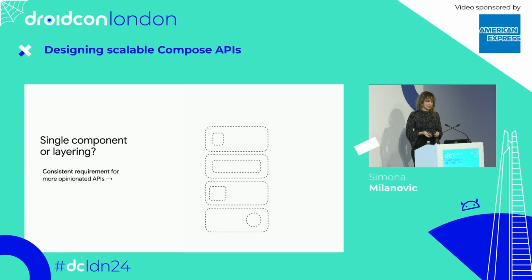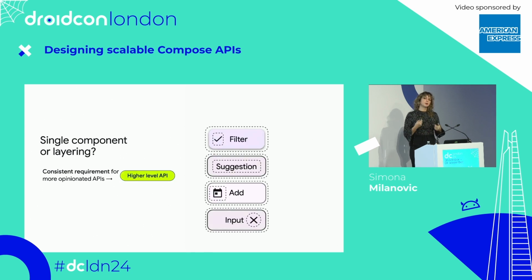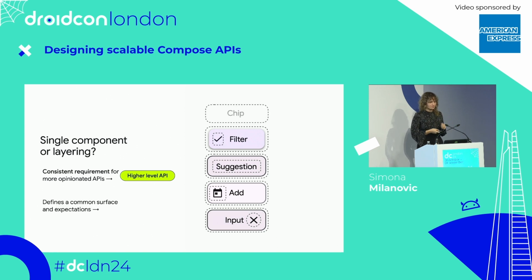If your app designs have a consistent requirement for more opinionated but somewhat similar variations of a single component, then it could be a good signal for you to build new components or layers on top. Layered, higher-level APIs like these are more constrained and provide very specific behavior, more opinionated defaults, and fewer customization options. Layers, however, are usually built on top of these extracted lower-level components, like a generic chip, which define a common surface and expectations for all the component variations.